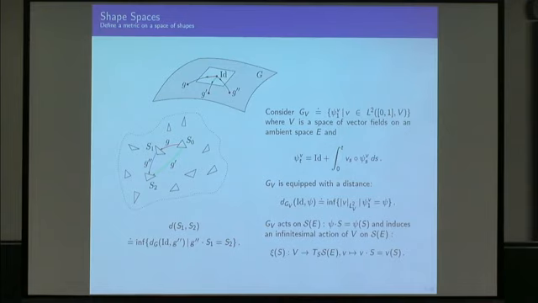We have a group of deformation acting on a shape space, and usually this group is built by a space of vector fields V. Actually, in practice, we only need to know the infinitesimal action of this vector field on our shapes. And so I will denote xi the infinitesimal action of a vector field on an embedded shape in a given ambient space.